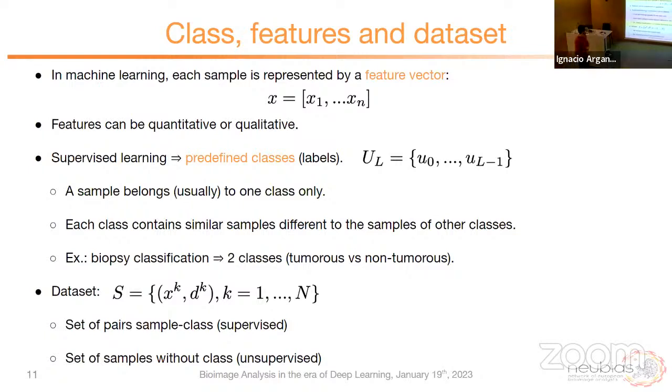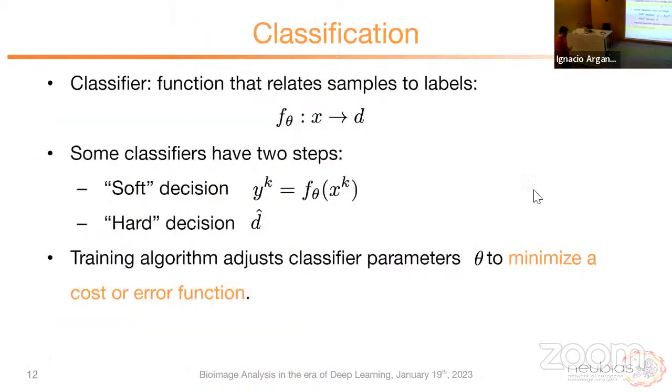And then there is the concept of the data set, which is just the list of feature vectors with their class, if we are in the supervised framework. If we are in the unsupervised framework, we only have the feature vectors without any class, and we have to discover the groups there. Okay, so what we call a classifier is actually a function, say f, that depends on some parameters, theta, that maps the feature vectors into their classes.